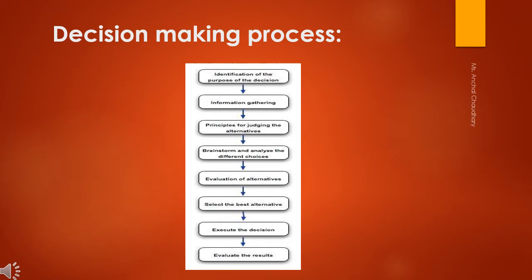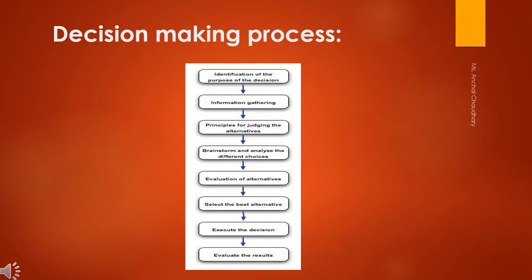Next is brainstorm and analyze the different choices. The next step is to analyze all the choices, all the alternatives which are available to you. You have to go through them thoroughly, you have to understand the merits and demerits of each and every alternative which is available to you. Then only you can judge those alternatives particularly. So here you have to list down all the ideas and find the best option. First of all, you have to do that.